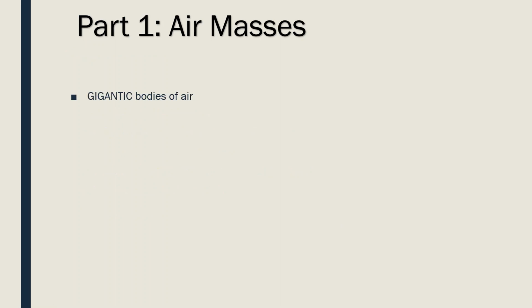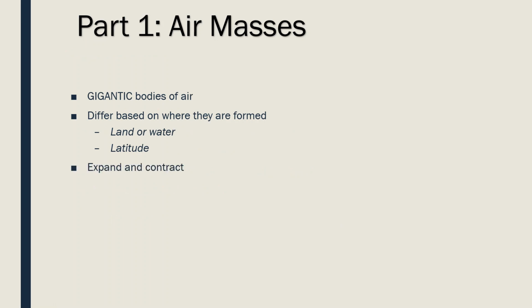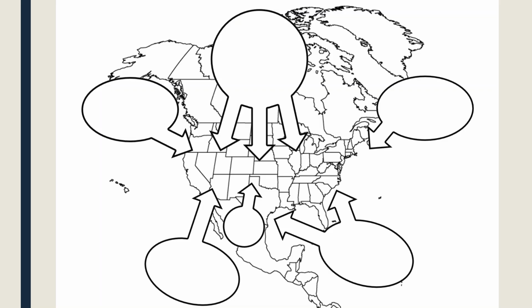So air masses are basically these gigantic bodies of air, and they differ based upon where they are formed. They have different characteristics, whether or not they were formed over land or water, and at what latitude they were formed. So if they're formed farther away from the equator, they're going to be colder, as opposed to if they formed near the equator, they're going to be warmer. And they expand and contract, and they interact along their boundaries.